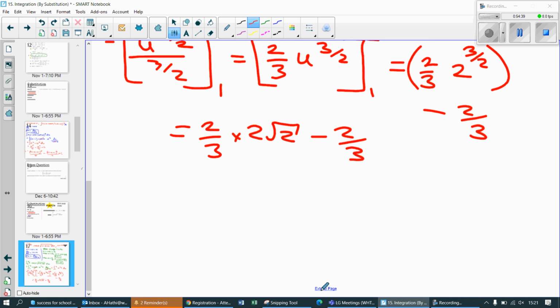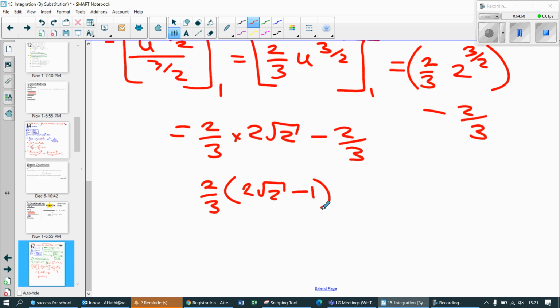Yeah? I suppose the only way that would really simplify is 4/3 root 2. I don't think there's an easy, simple way of doing it, but you could probably factorize out a 2/3 from there. So if I factorize out a 2/3, I'm left with 2 root 2 minus 1.